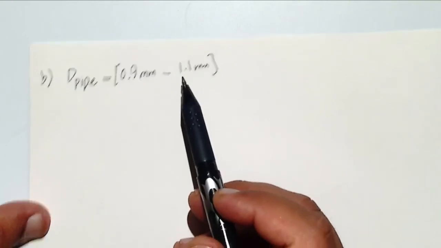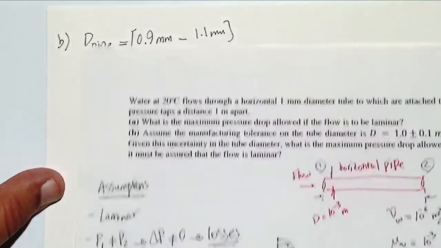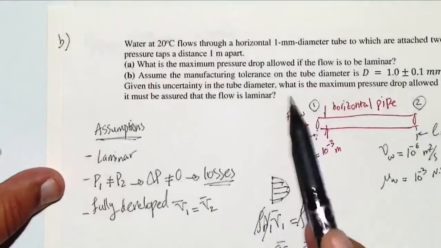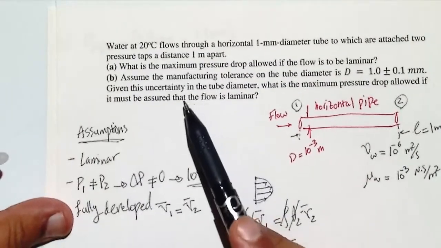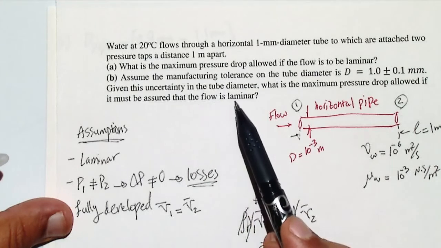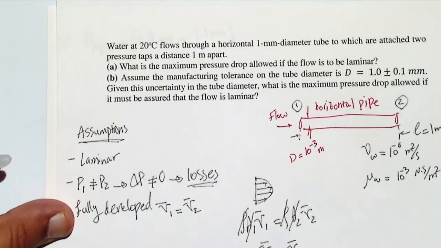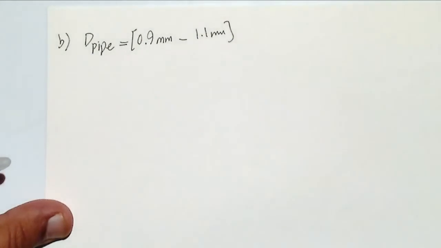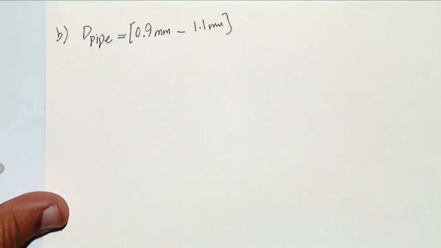So now the question asks you that if we assume that this is our tolerance for the diameter, and based on this uncertainty in the manufacturing process, what is the maximum pressure drop allowed if it must be assured that the flow is laminar? So we are still going to keep our laminar flow, but with the minimum and maximum diameter.